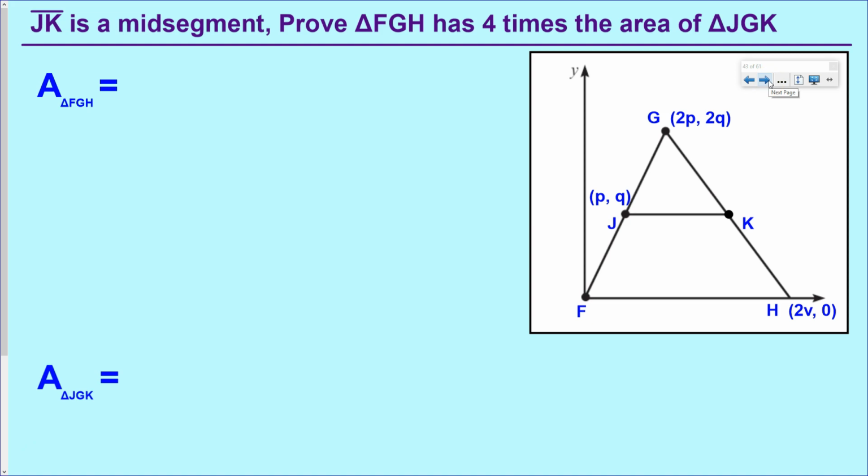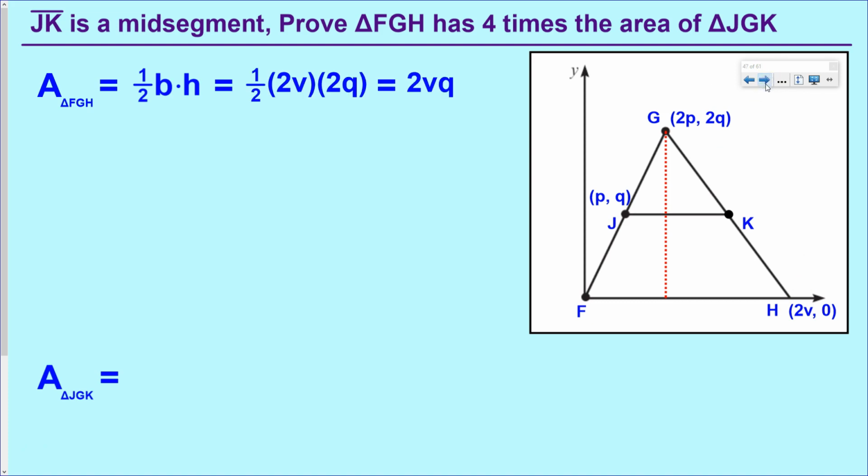To find the area of a triangle, we need a base and a height. So let's talk about the big triangle, because most of its coordinates are labeled. We have the origin right there, 0, 0, and then we have this coordinate and that coordinate all labeled. So it looks like we have the base here, and then the height is a little tricky. I'm going to draw an auxiliary line in there just to help me out. And really all we care about is how tall this red line is, and it has a y-coordinate of 2q, so that's how tall it is. So we have a base that's this long, which is 2v, and we have a height of 2q. So we plug that into the area formula, and quite quickly we have the area of the large triangle.